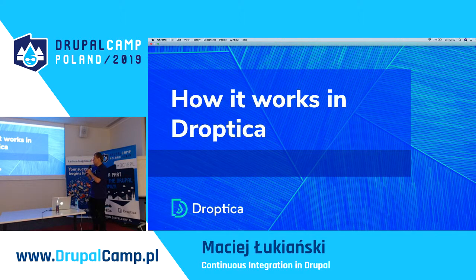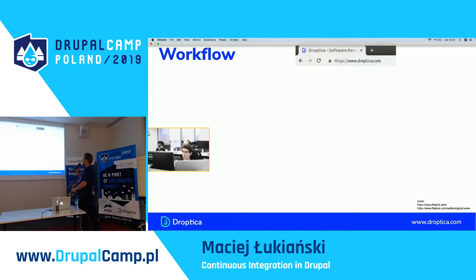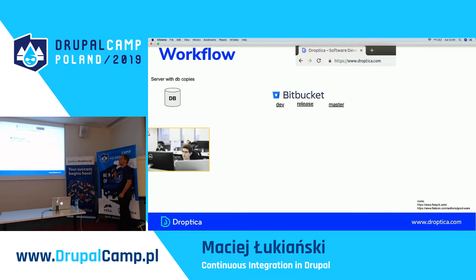And then how it works in Droptica in more detail. So we have our website, Droptica.com, and we have Robert, our developer here, who really wants to change something on the website. The way he would do it, we have our source code on Bitbucket, and we have a server with copies of the production databases, which usually is a nightly snapshot.